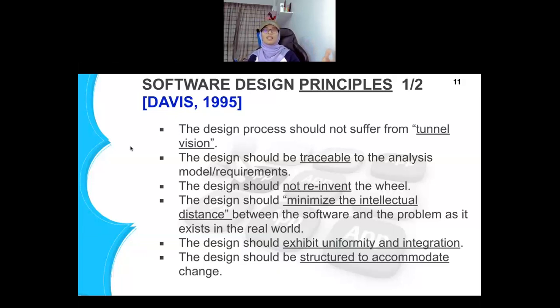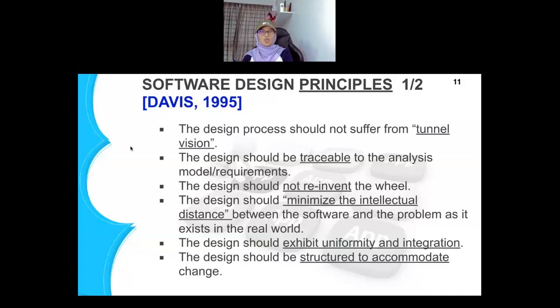This is the start of the principles of software design. The design should minimize the intellectual distance between software and problem, so the problem can be solved using the proposed solutions as in the real world. The design should exhibit uniformity and integration. Why I don't like the theory is because some of it is not relevant for the current situation. But never mind, we just look into the theory.